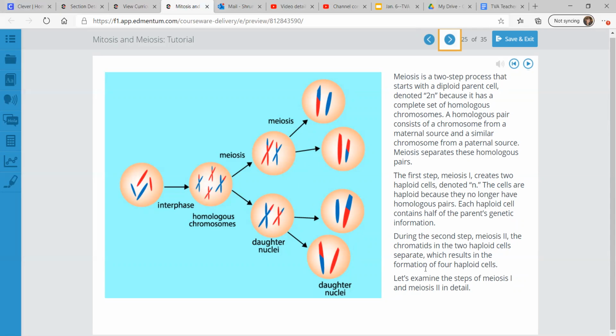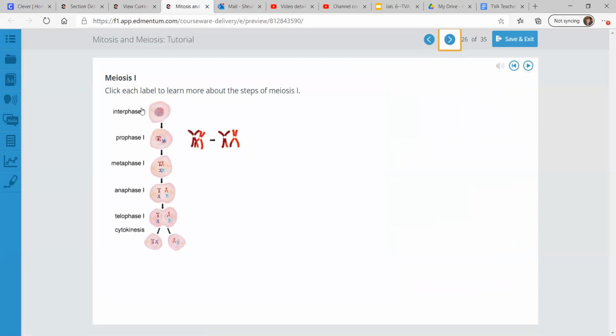Then during the second step, meiosis 2, the chromatids in the 2 haploid cells separate, which results in the formation of 4 haploid cells. So you're starting out with homologous chromosomes, those split up, and then those split up again. So bam, step 1, bam, step 2. And that results in 4 haploid cells. So let's look at it in even more detail, like Meiosis One.